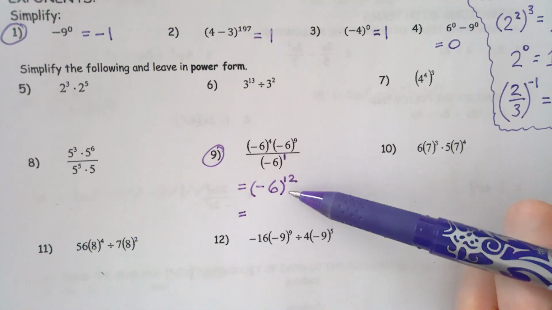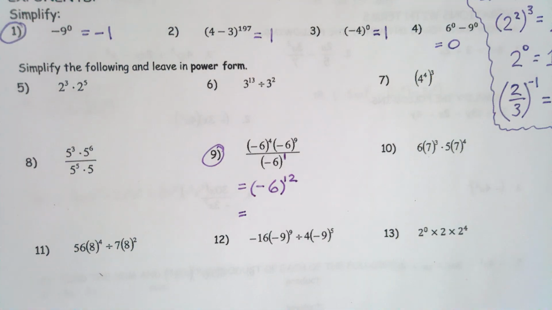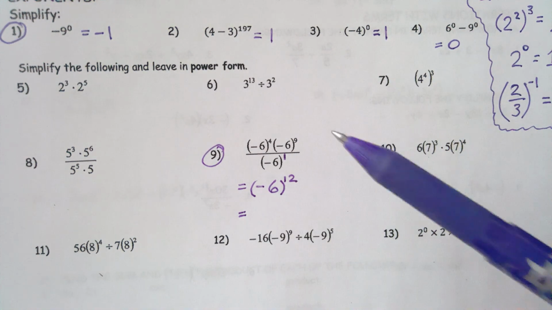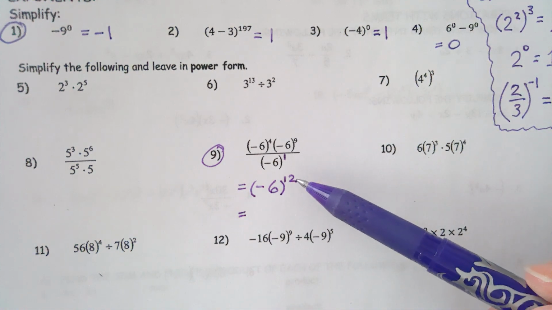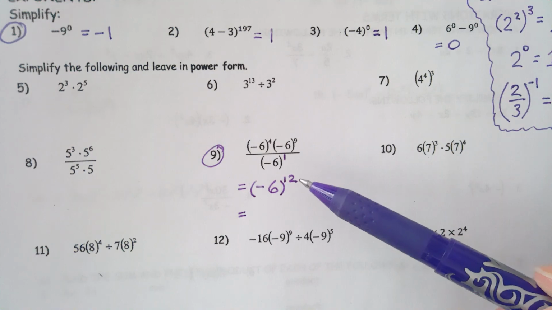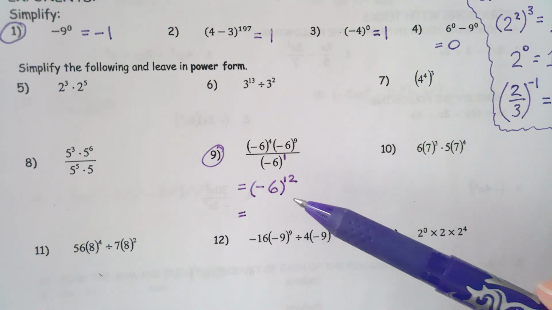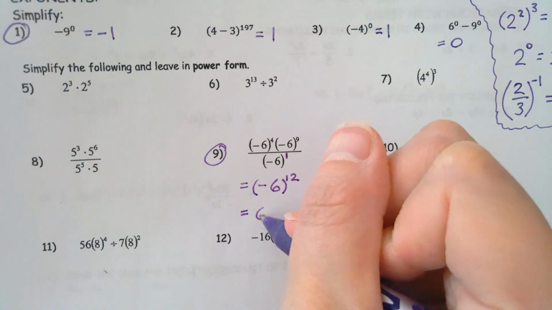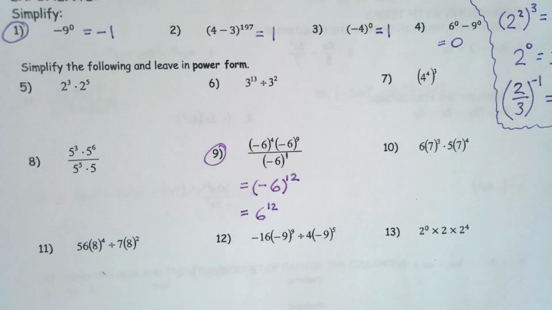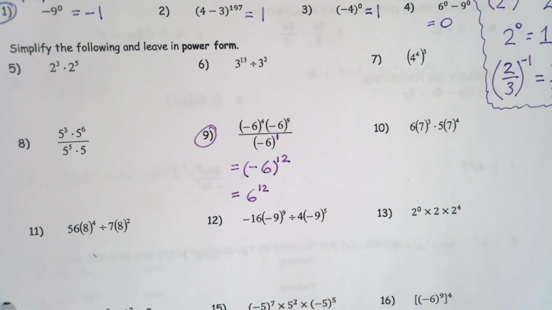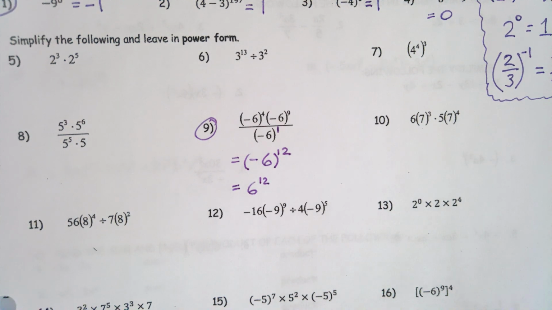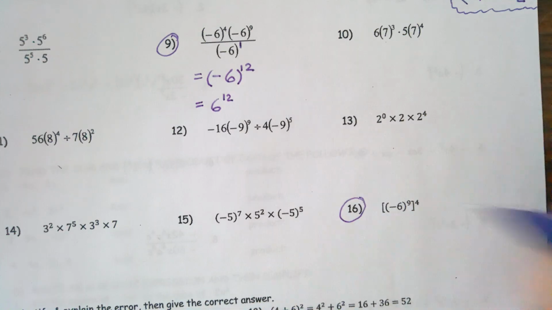I could actually simplify this one more step with the negative. Because the negative is inside the bracket with an even exponent, my final answer will always be positive. That's right. So I could actually simplify this to simply 6 to the power of 12. Okay. Let's say, okay, so with the same reasoning, let's try 16.